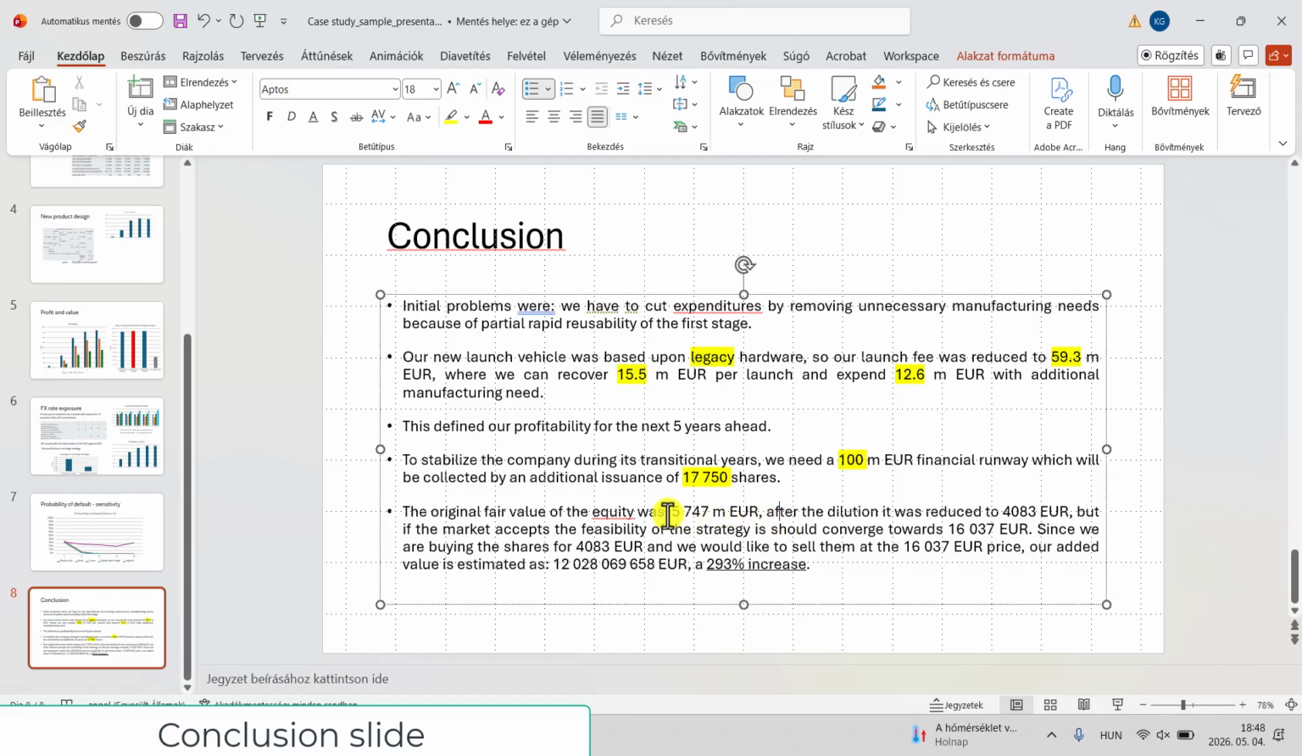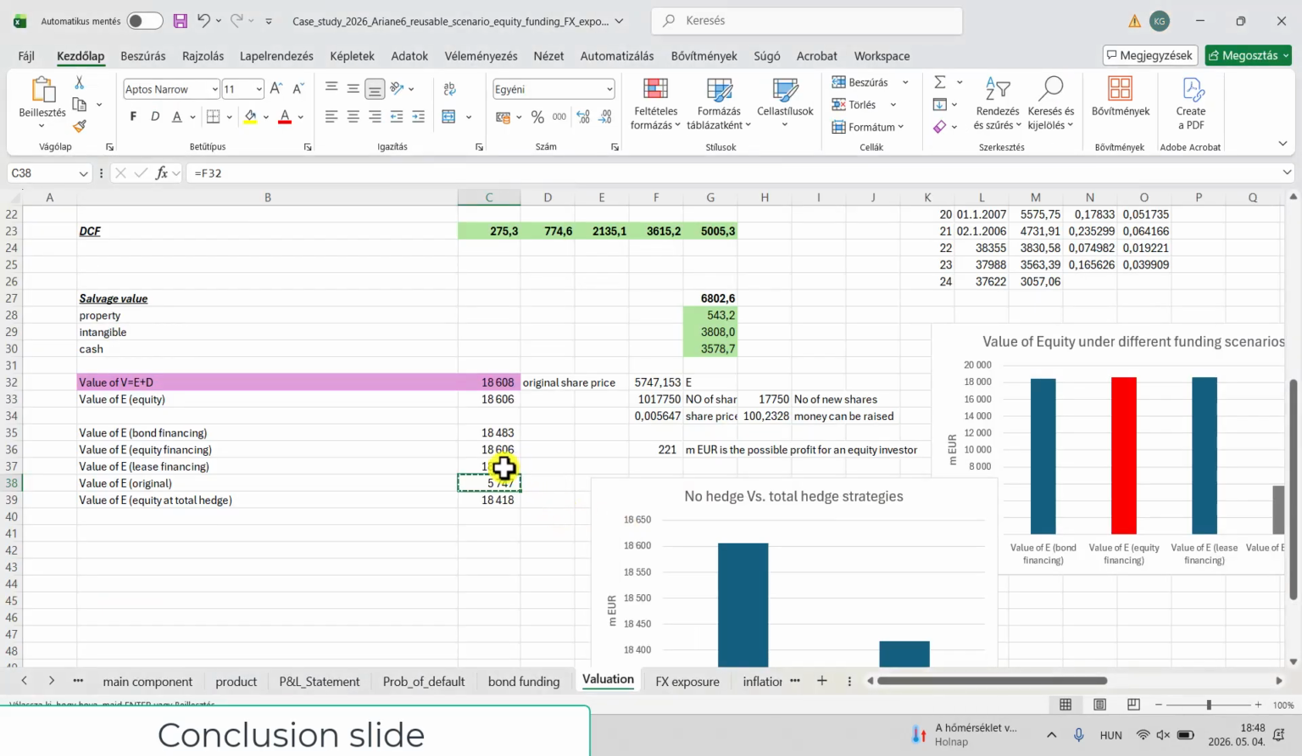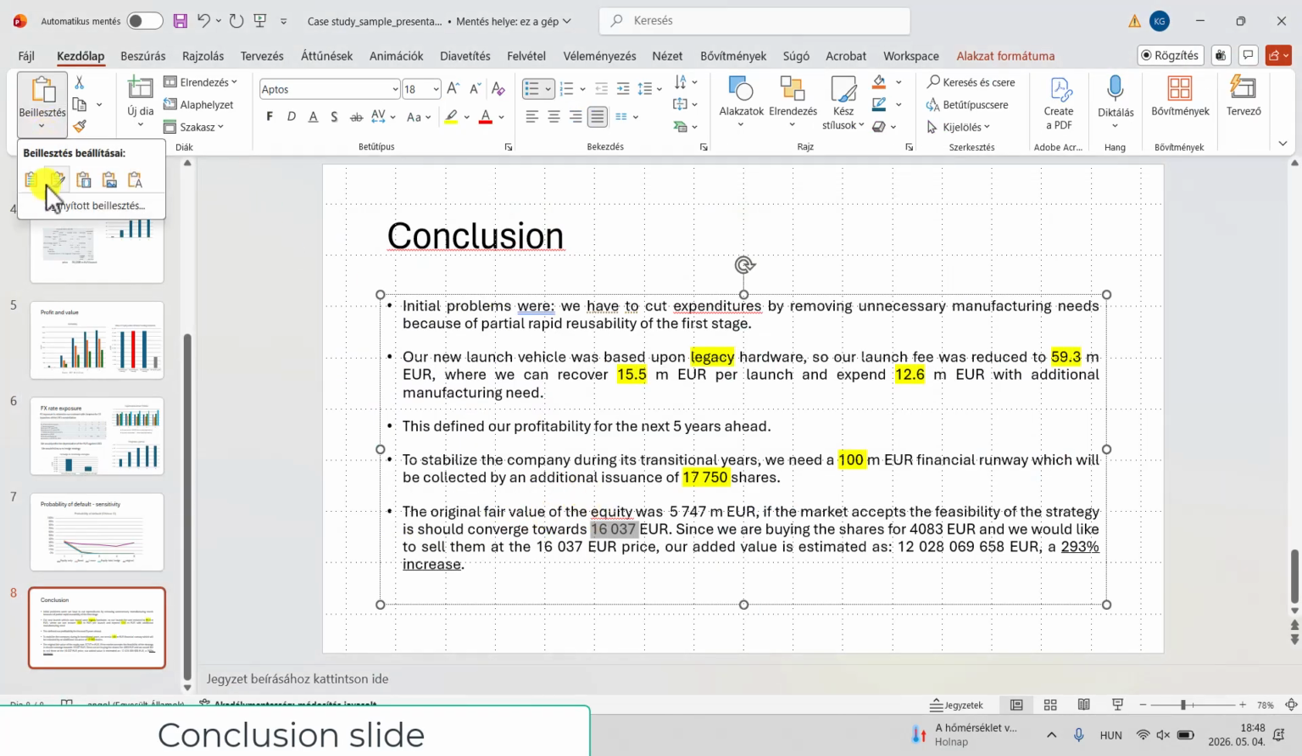So in this million of euro, in this case, this is the same for everybody, so you don't have to change this one. After the dilution, doesn't matter. If the market accepts the feasibility of the strategy, it should converge towards this number here. And again, this is equity, so million euros.